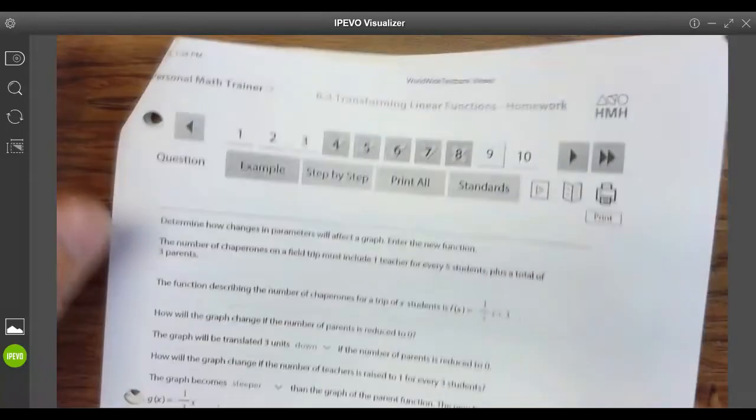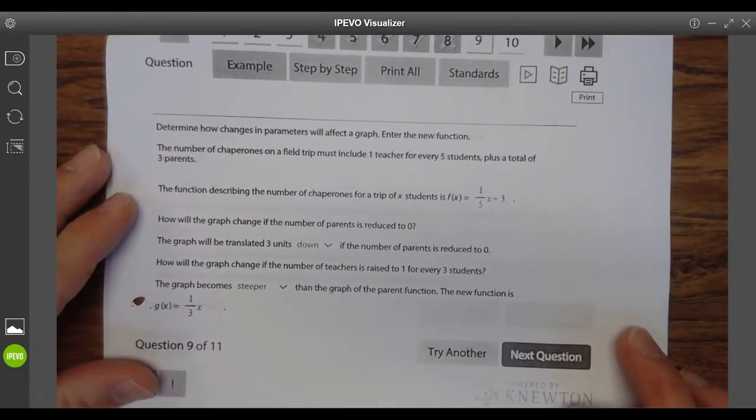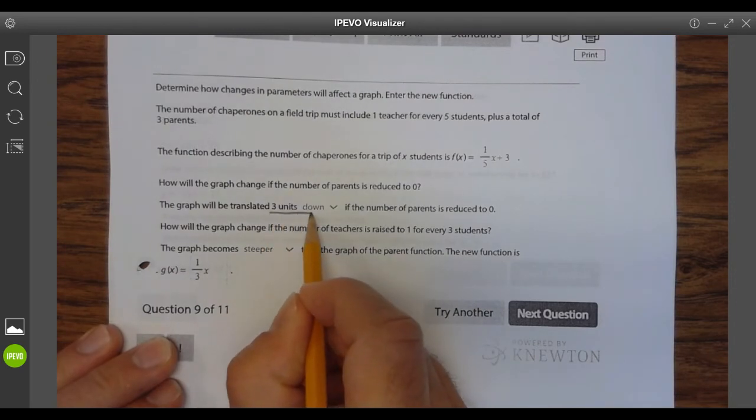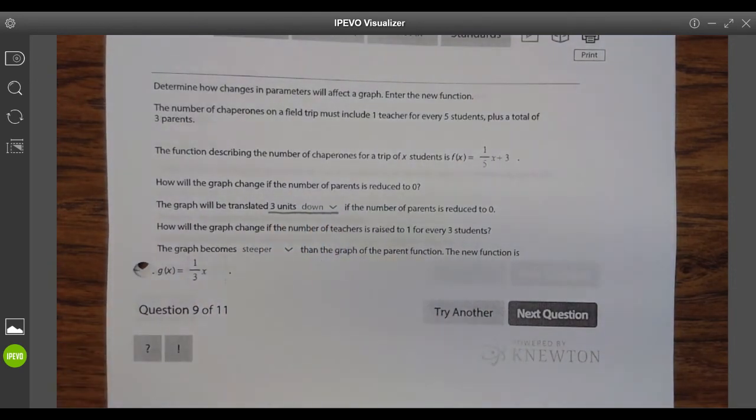All right, example 9. Determine how changes in parameters will affect the graph. Enter the new function. The number of chaperones on a field trip must include one teacher for every 5 students, plus a total of 3 parents. The function describing the number of chaperones for a trip of x students is f of x equals 1/5 x plus 3. How will the graph change if the number of parents is reduced to 0? The graph will be translated 3 units down if the number of parents is reduced to 0.